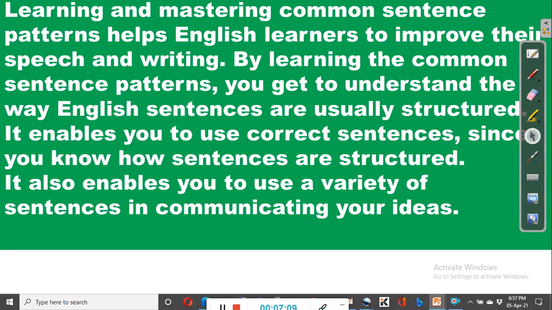Learning sentence patterns enables you to understand how sentences are formed or how sentences are structured. And when you learn and understand this, it enables you to use correct sentences since you already know the regular way in which sentences are usually formed. So it enables you to learn how to use correct sentences. Another thing it does is that it enables you to use a variety of sentences in communicating your ideas.